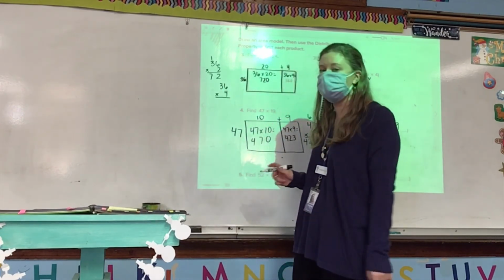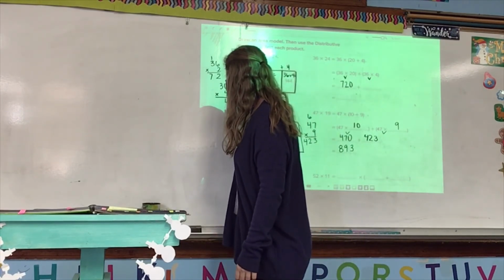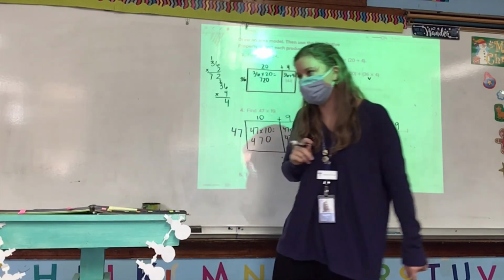Carla, 6 times 4 is? 24. Keep the 4 in the ones place, regroup the 2 to the tens place.